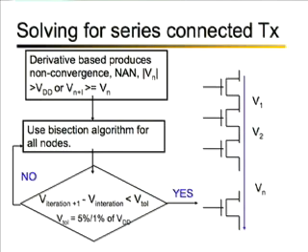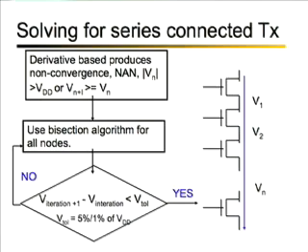If the derivative based method produces non-convergence, for example, if we get NaNs, which are not a number, or if I find that the Vn, that is the voltage at nth node, has converged to a value greater than VDD, which means that there has been non-convergence in the stack, or if any node voltage Vn plus 1 is greater than or equal to Vn, which is again a violation of the basic KVL law, then we say that there is non-convergence in the stack.